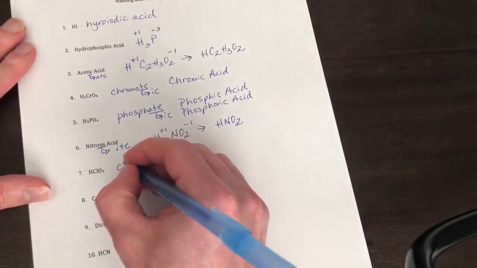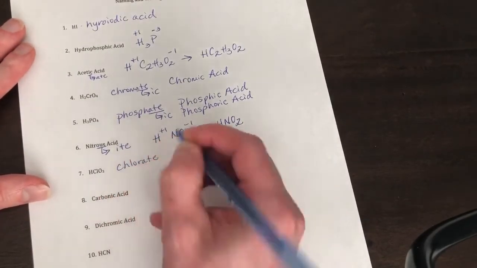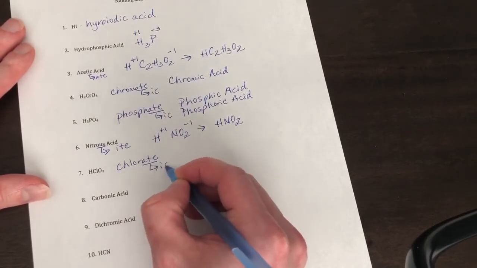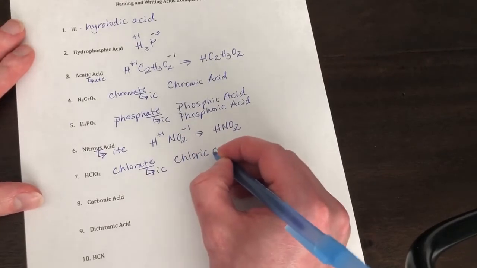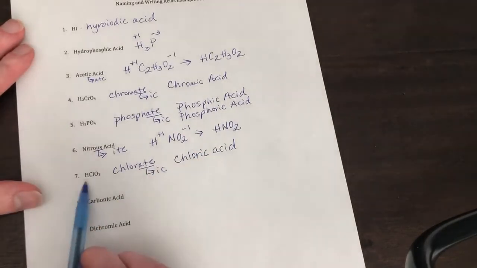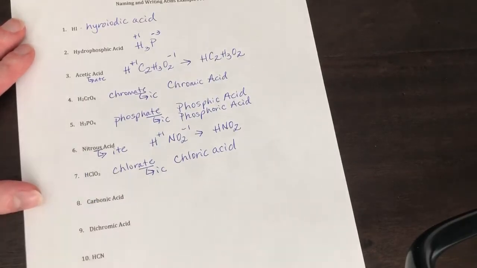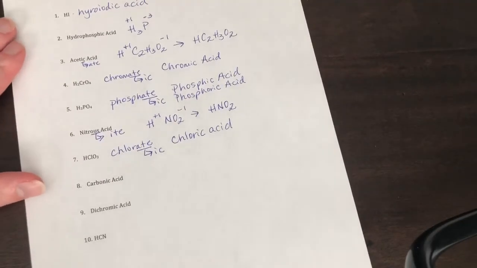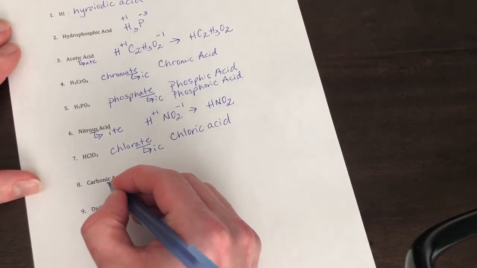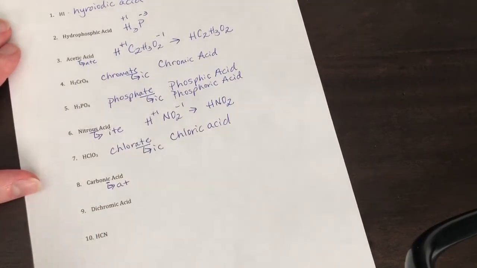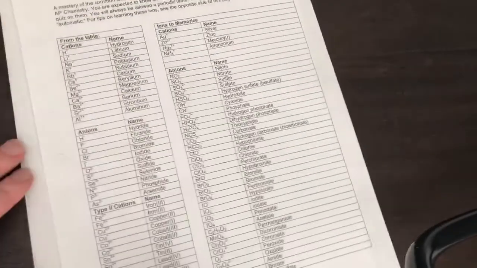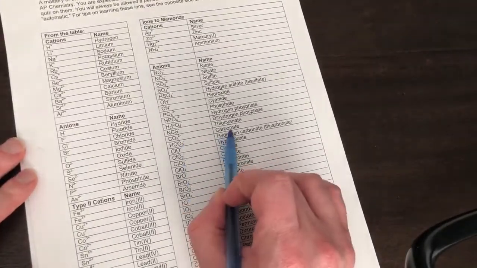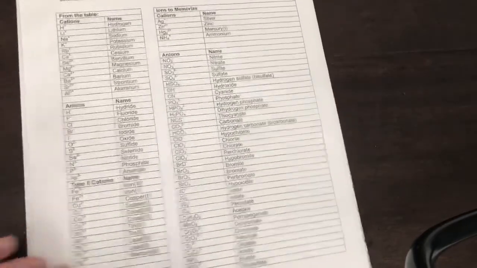ClO3 is chlorate. Ate goes with ic. So this is chloric acid. Okay? It's not hydrochloric acid, it's chloric acid because you have 1, 2, 3 elements. Carbonic acid. Okay? Ic goes with ate. Right? So we're going to go find the carbonate ion. Carbonate's right here. Okay, CO3 with a -2 charge.